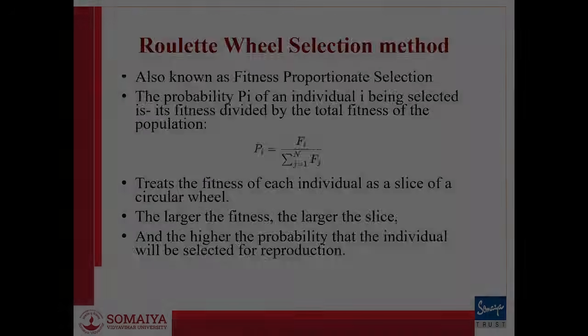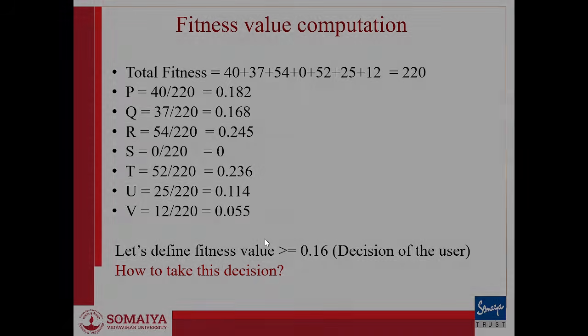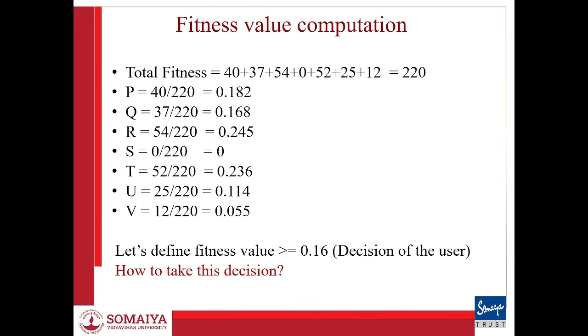And thereby they wouldn't be considered as part of the process. So coming here, the roulette function calculates an individual chromosome's fitness value as its own fitness value divided by the total sum of the fitness. The roulette function treats the fitness of each individual as a slice of the circular wheel, and the larger the fitness, the larger the slice, and thereby the higher the probability that the individual would be selected for the next process. So coming back to our problem.